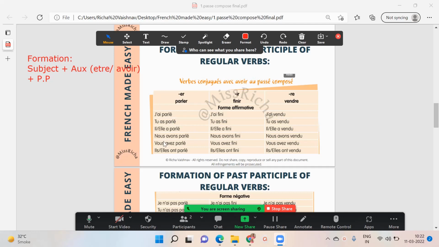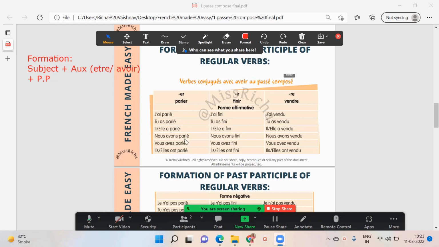So, we will just read out one conjugation quickly. J'ai parlé. I want you to repeat with me. Okay? J'ai parlé. Tu as parlé. Il a parlé. Elle a parlé. Nous avons parlé. Vous avez parlé. Ils ont parlé. Elles ont parlé.